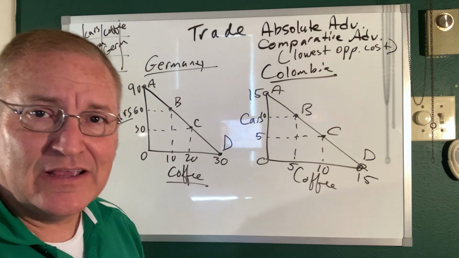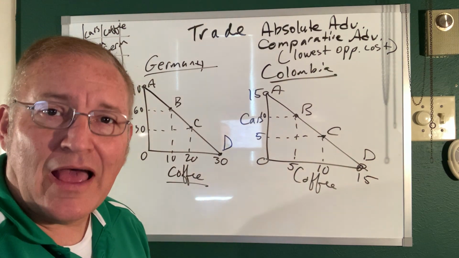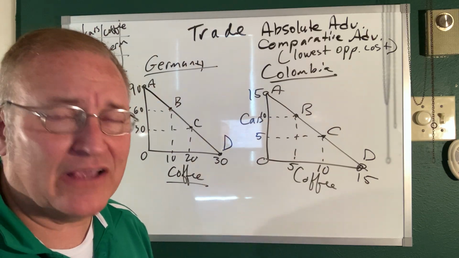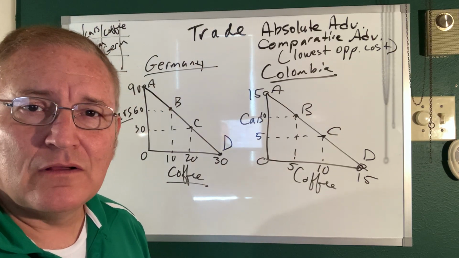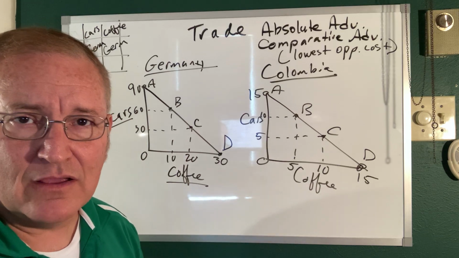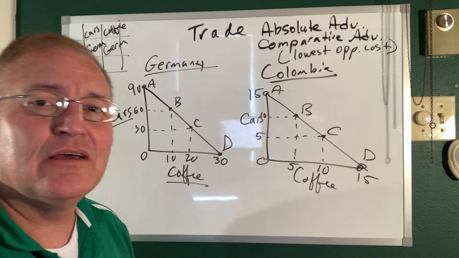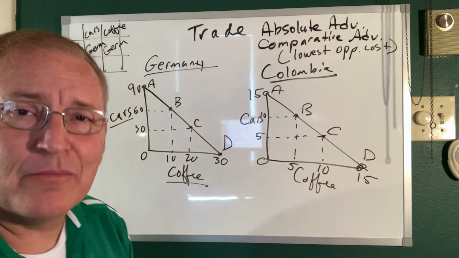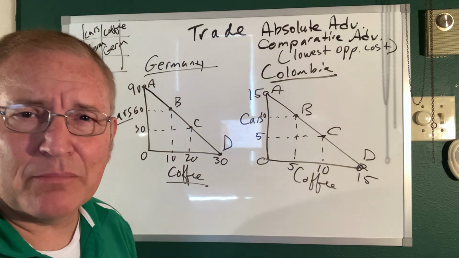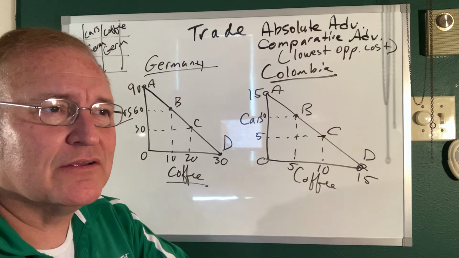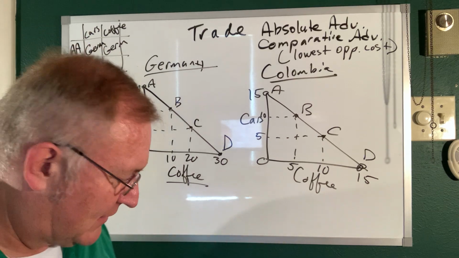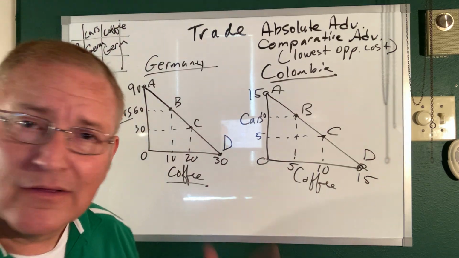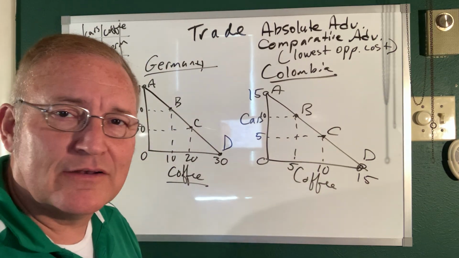Now the fact is, if Germany has the lowest opportunity cost in both the production of cars and coffee, then it makes no sense for Colombia to trade, right? It's only if Colombia has lower opportunity costs in the production of one of these outputs that it makes sense to trade. Now, there's a couple of different ways to do it. I'm going to just show you this way, and again, if you're a math major and you know a better or easier way to do it, then knock yourself out.